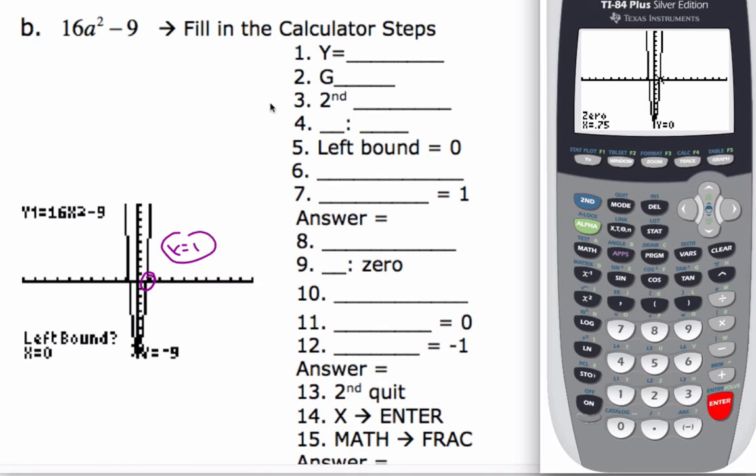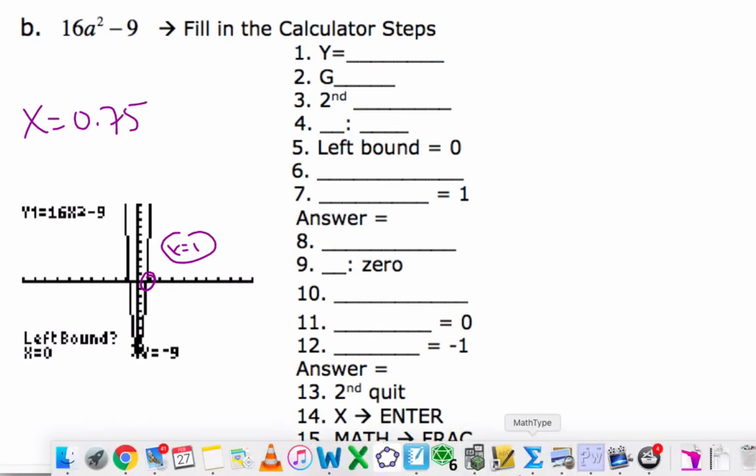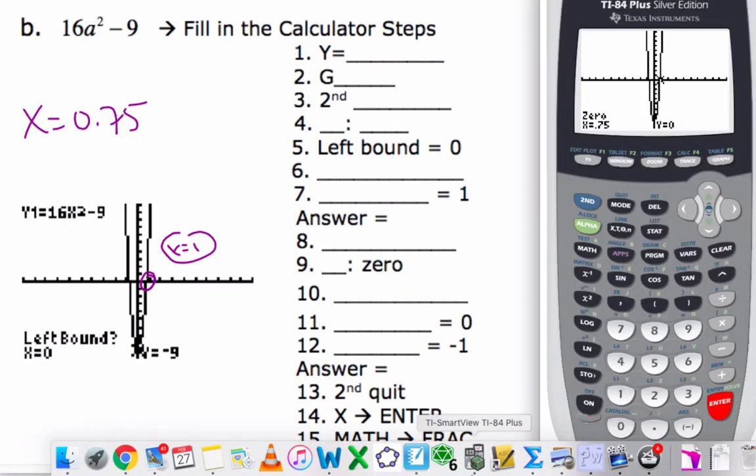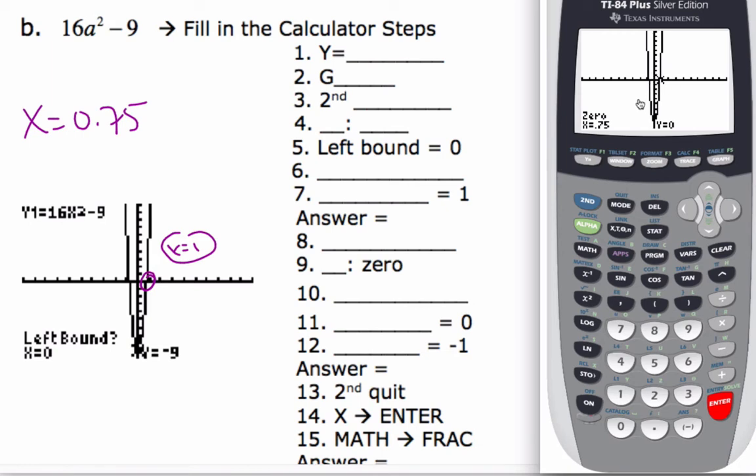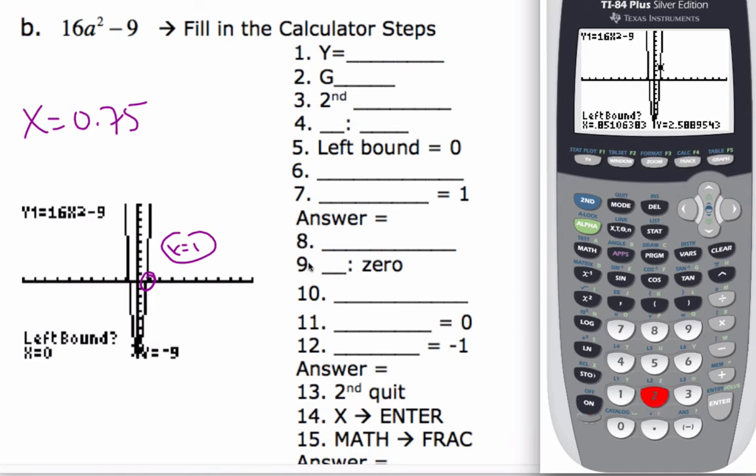And I get x equals 0.75. We're going to have to do something with that in just a moment. And then finally, we do the same thing to the other side. I'm going to go second, trace, number 2. And now I'm here at 0. My left bound, well, if I think here, I'm going to guess that to be negative 1. So left of negative 1 is going to be negative 3.